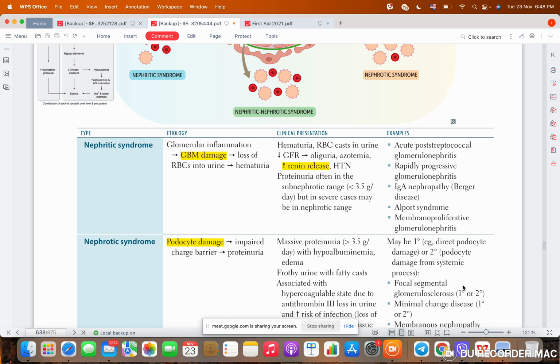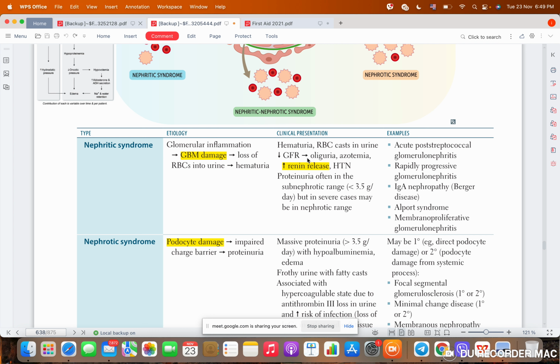So the next thing you must know is nephritic syndrome. They write hematuria, RBCs in the urine, decreased GFR, oliguria and azotemia. Increased renin release as well. So there will be more renin release from the kidney. Also, oliguria is a decreased amount of urine. Anuria is absence of urine. Polyuria is urinating so often.